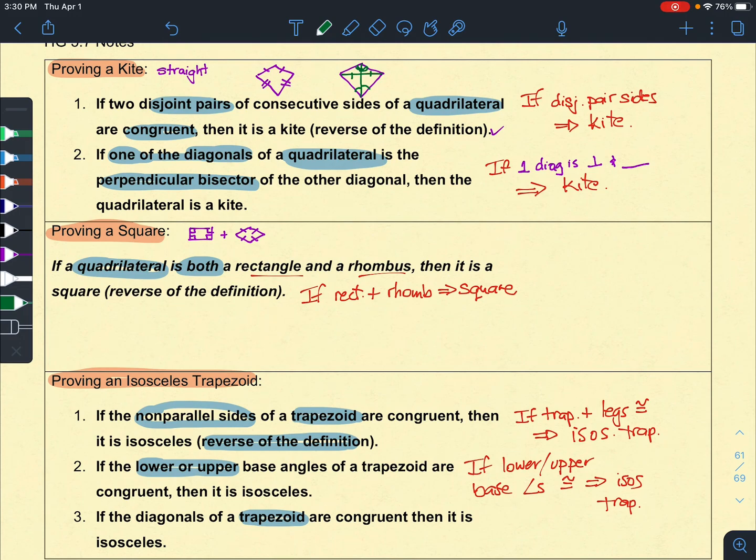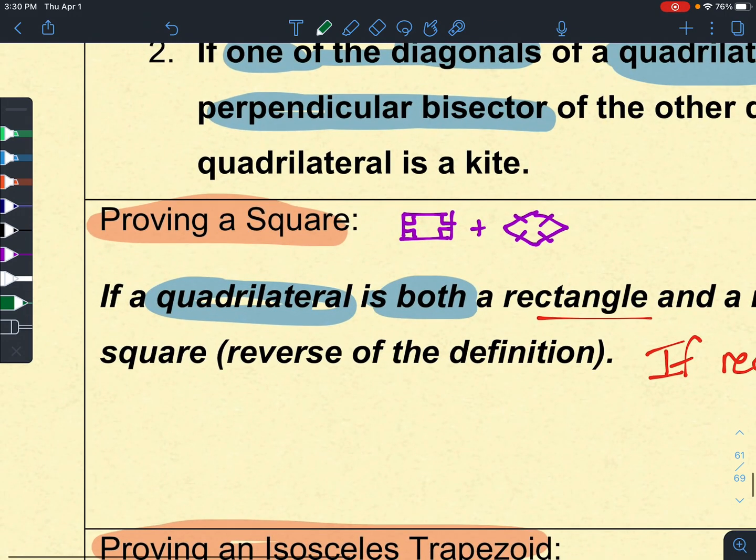Proving something's a square. This one's pretty simple. Show it's a rectangle. Show it is a rhombus. Okay.